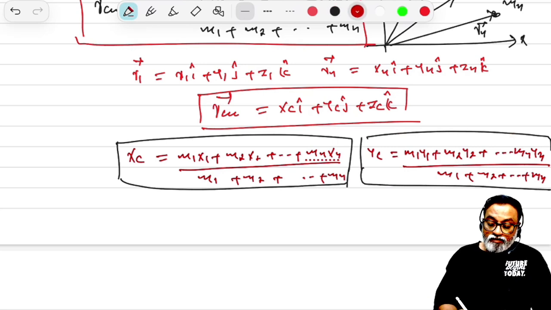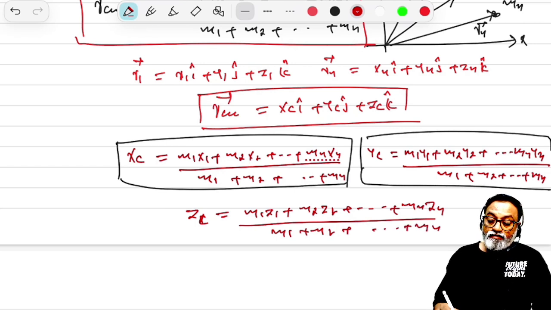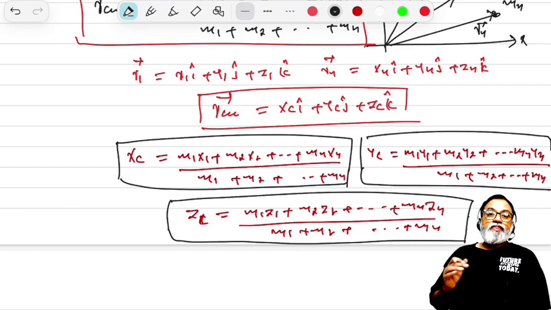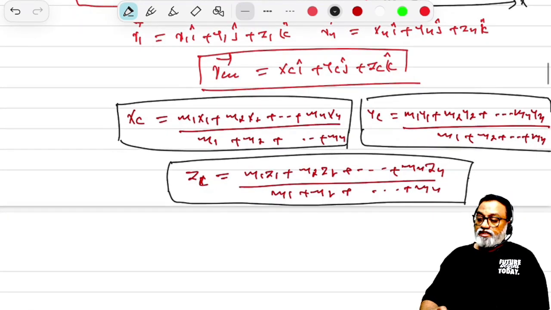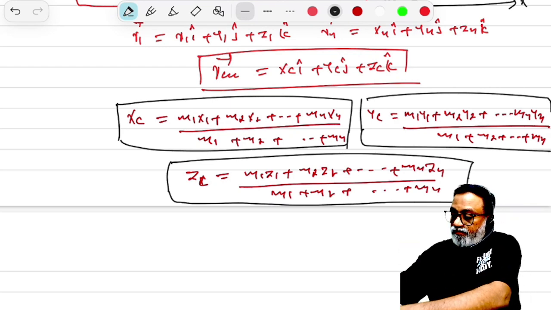Next, ZC is equal to M1 Z1 plus M2 Z2 so on Mn Zn by M1 plus M2 so on Mn. These are the coordinates of center of mass along x, y, z coordinates. This is the center of mass of a discrete particle system.